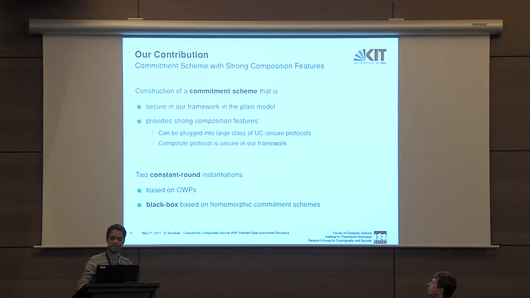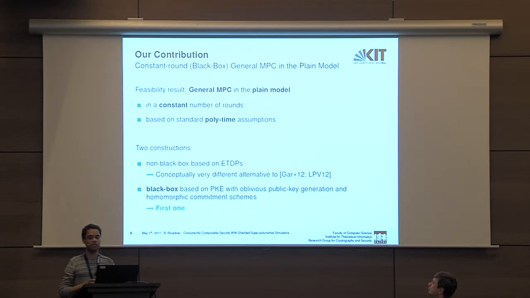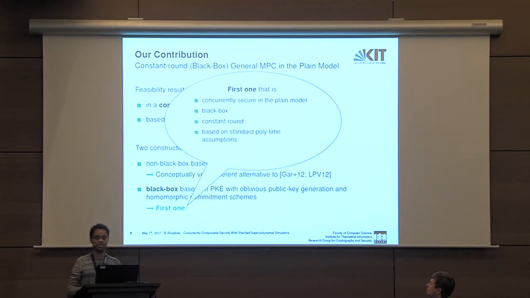And using this commitment scheme, we can show that general MPC in the plain model is feasible in our framework, both in a constant number of rounds, as well as based on standard polytime assumptions. And we give two constructions: a non-black box construction based on enhanced trapdoor permutations, and a fully black box construction based on PKE with oblivious public key generation and homomorphic commitment schemes. And the latter, to the best of our knowledge, is the first one that is concurrently secure in the plain model, black box and constant round, and based on standard polytime assumptions.